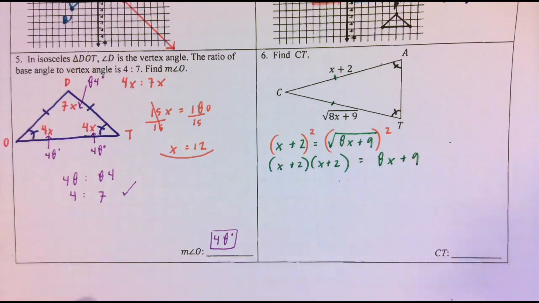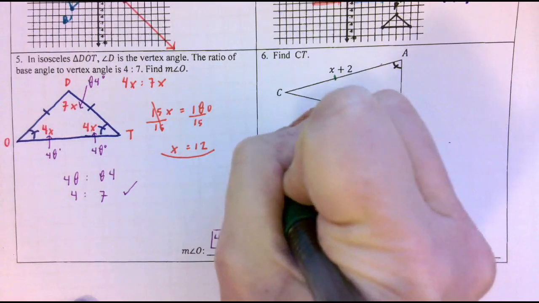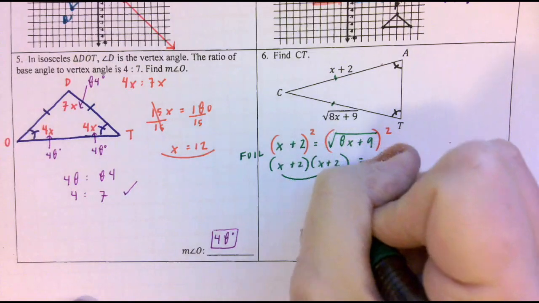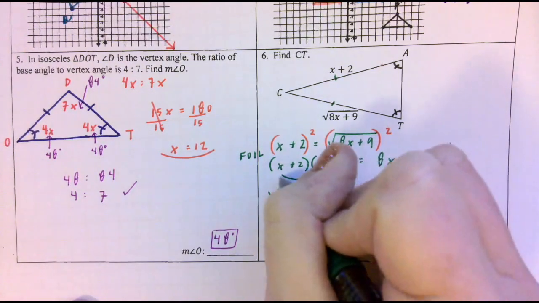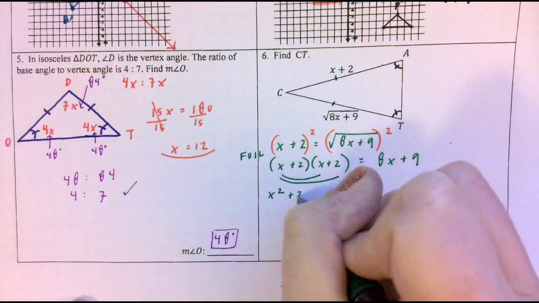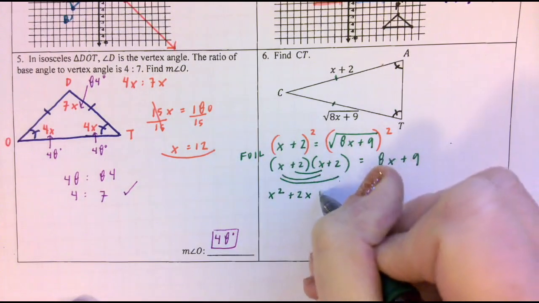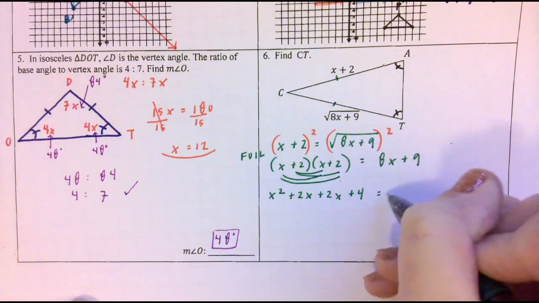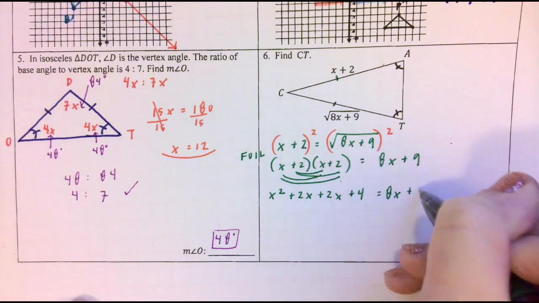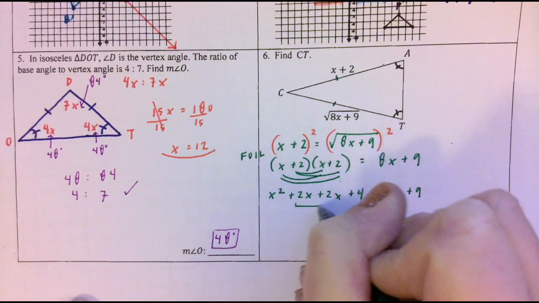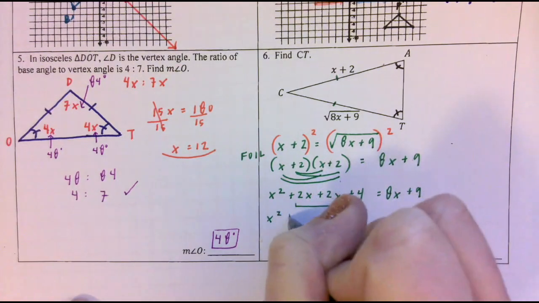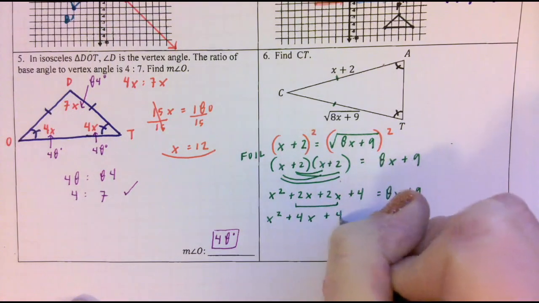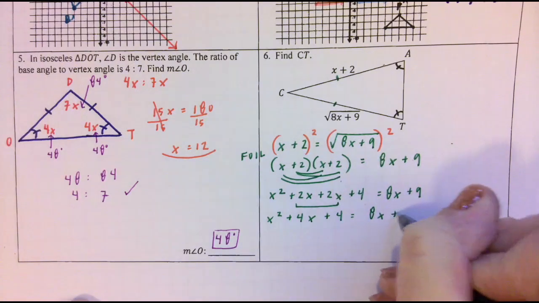So then what I have to remember is that on the left, I have to FOIL this out because I have a binomial times a binomial. So my first x times x is x squared. My outer is 2x. My inner, also 2x. And my last is plus 4, all equal to 8x plus 9. Okay, here I have 2x plus 2x, so I can rewrite that as 4x. So x squared plus 4x plus 4 equals 8x plus 9.